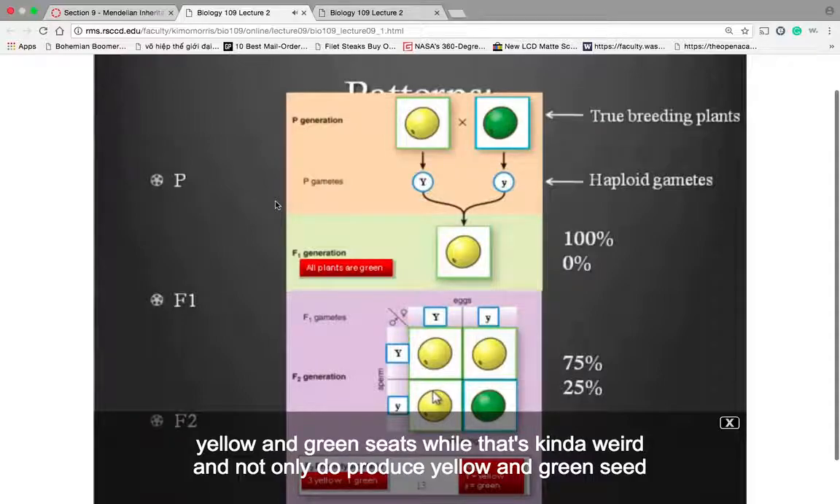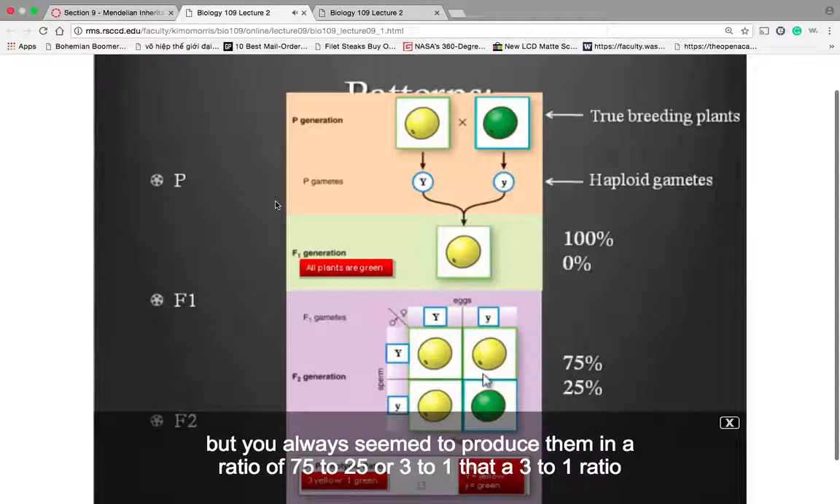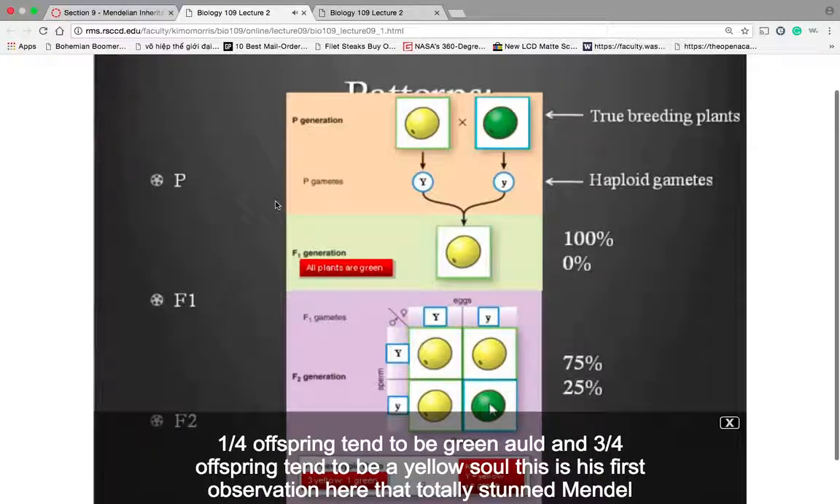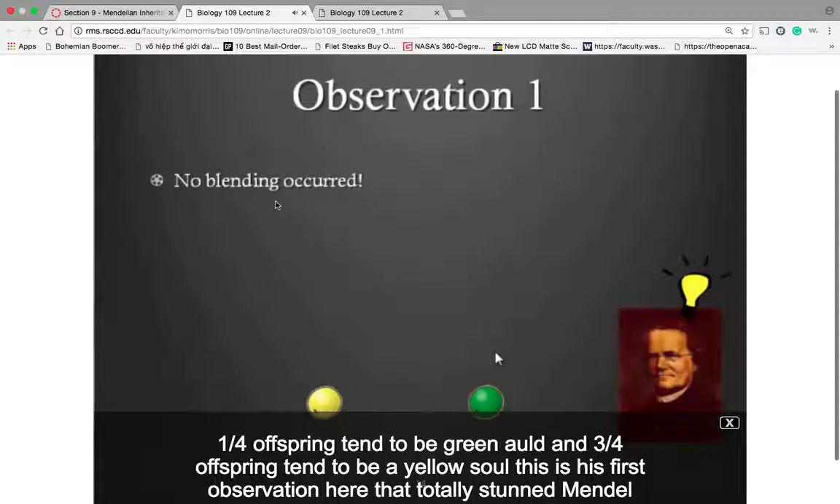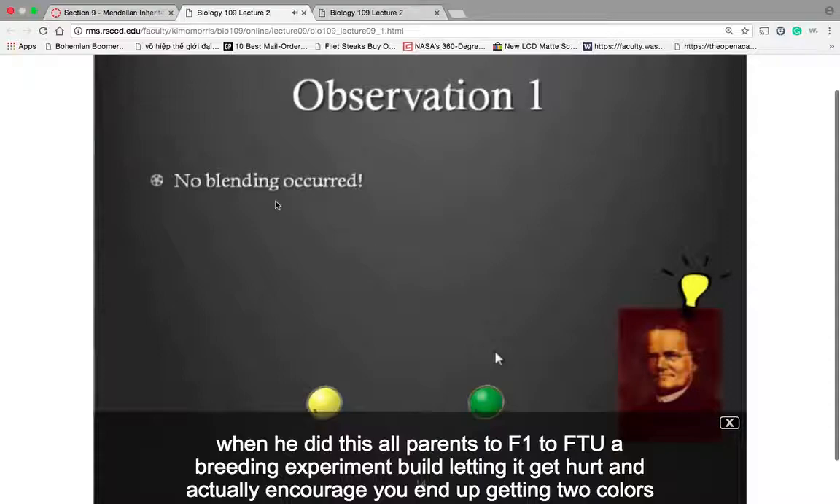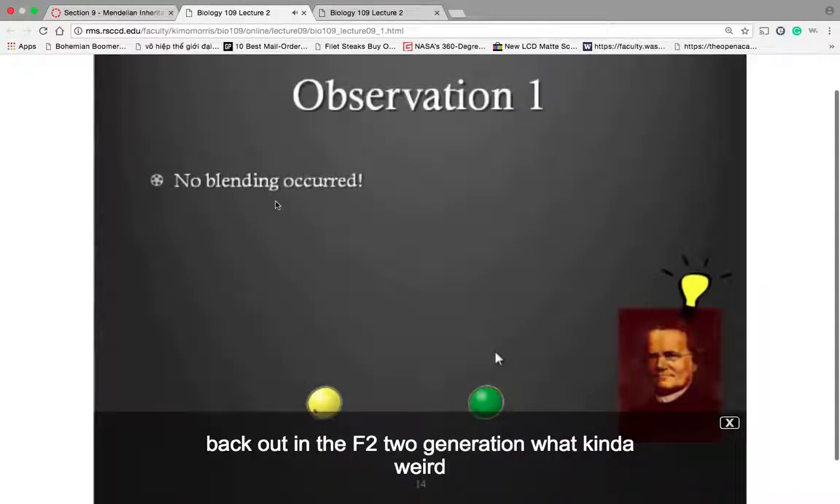Well, that's kind of weird. And not only do you produce yellow and green seeds, but you always seem to produce them in a ratio of 75 to 25, or 3 to 1. That's a 3 to 1 ratio. A quarter of the offspring tend to be green, and 3/4 of the offspring tend to be yellow. So this is his first observation here that totally stunned Mendel. When he did this parent to F1 to F2 breeding experiment, no blending inheritance actually occurred. You end up getting 2 colors back out in the F2 generation.